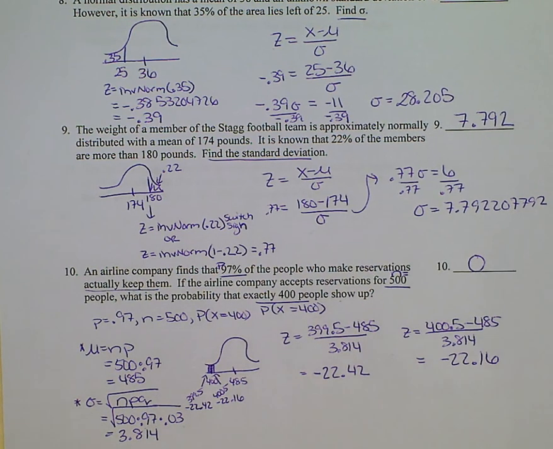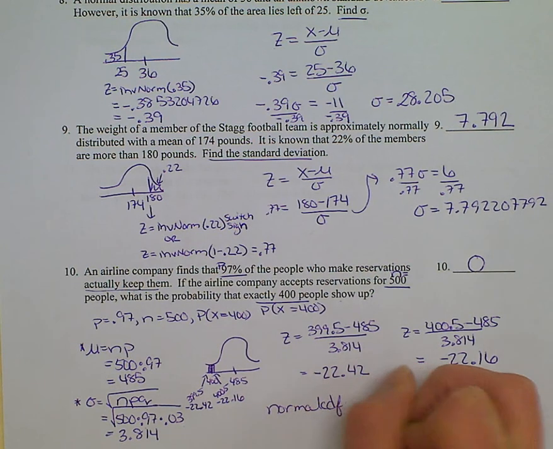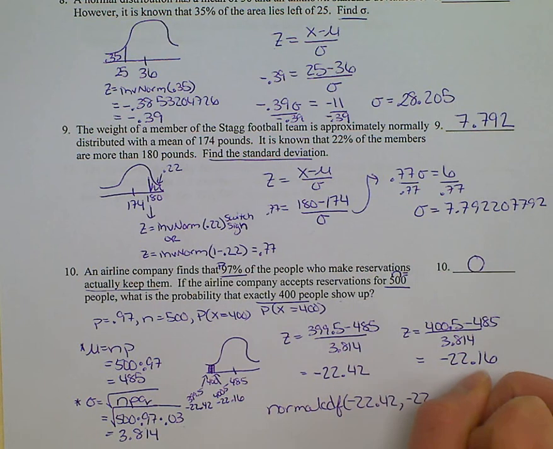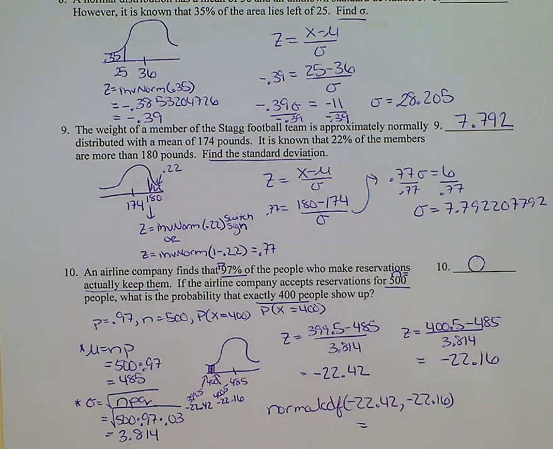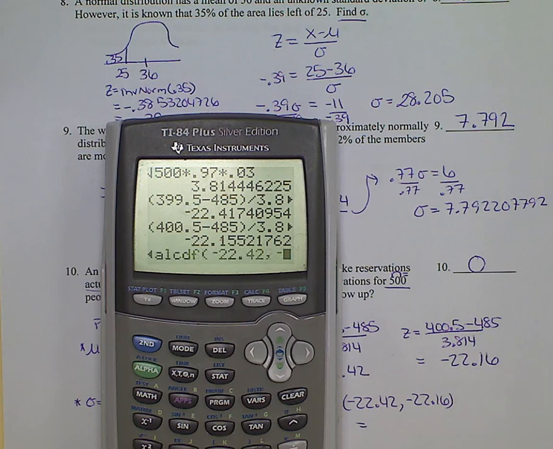If you are going to enter this into the calculator because you don't recognize that the probability would be 0, this is the way that we would enter it. What's going to happen when you enter this is you are going to get 0.